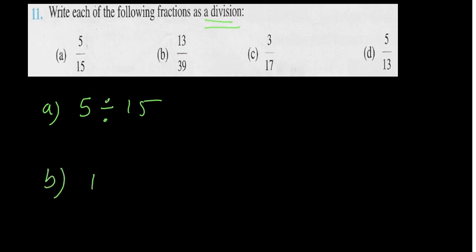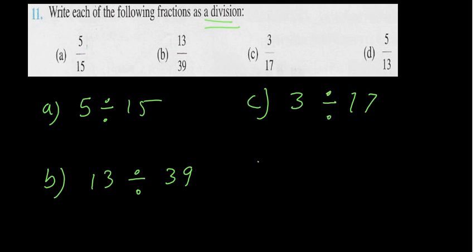Again 13, put the 39 to the top and put a division sign in between. Then again 17, put 17 to the top and put a division sign in between. Then again put 13 to the top and put a division sign in between. So this is how you do the question.